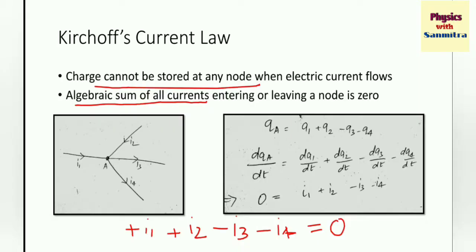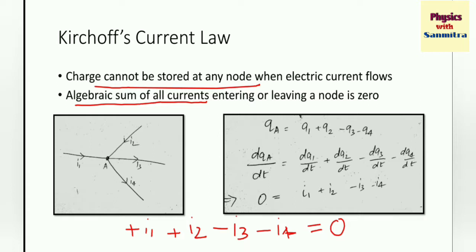So QA is equal to Q1 plus Q2 minus Q3 minus Q4. dQA by dt is equal to dQ1 by dt plus dQ2 by dt minus dQ3 by dt minus dQ4 by dt. So dQA by dt, that is the charge stored in this node, is 0 because it cannot accumulate. I already said the reason. So I1 plus I2 minus I3 minus I4 is equal to 0. This is the exact explanation of KCL.